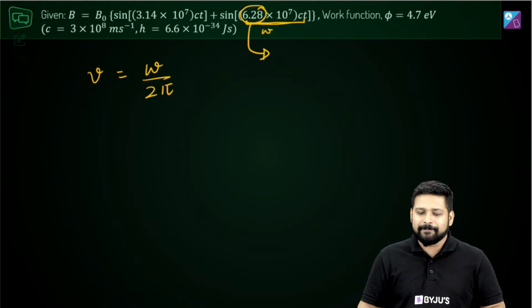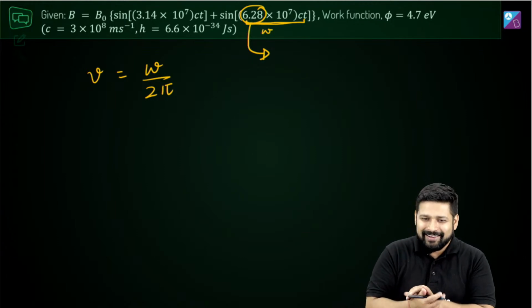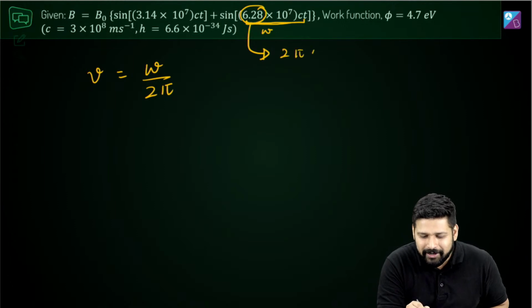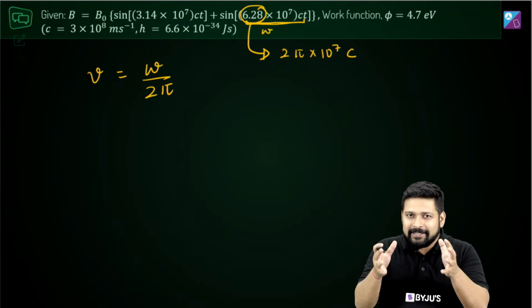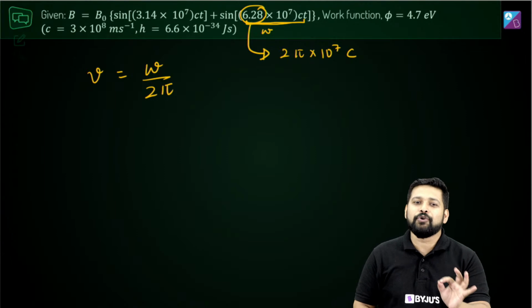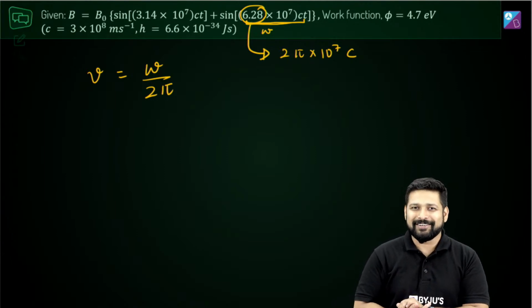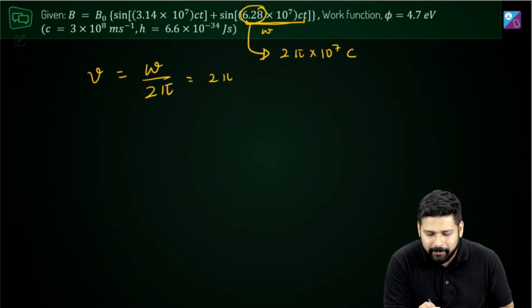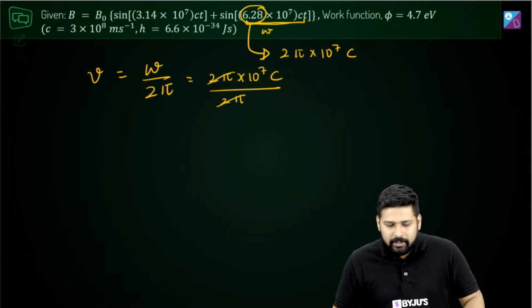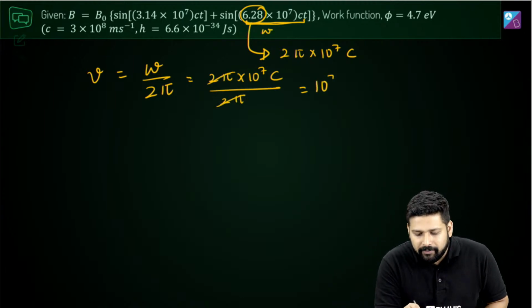See, what is the value of pi? It is 3.14. You can write it as 2 pi into 10 to the power of 7 c. Everything that is multiplied with this t is your value of omega, right? Okay, now the story is over. What do we get now? 2 pi 10 to the power of 7 c divided by 2 pi. This is your value of frequency. No problem. This gives you 10 to the power 7 c.